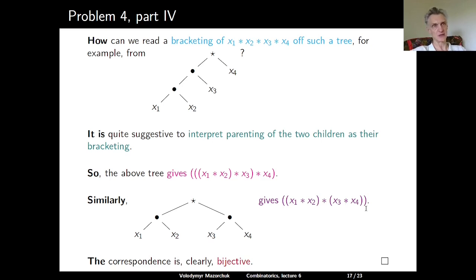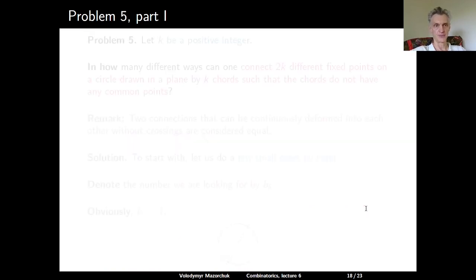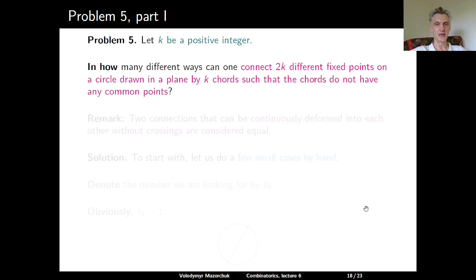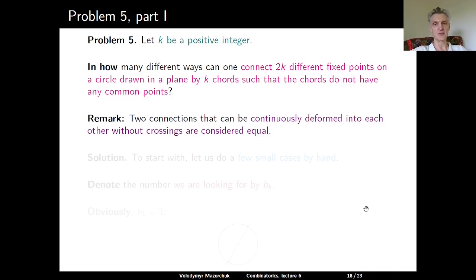Since we know that the second one is enumerated by Catalan numbers, we get that the answer to our problem is also given by the Catalan sequence. And this completes the proof. Problem 5. Let k be a positive integer. In how many different ways can one connect 2k different fixed points on a circle drawn in a plane by k chords such that the chords do not have any common points, also at the end points? And remark, two connections that can be continuously deformed into each other without any crossings are considered equal.